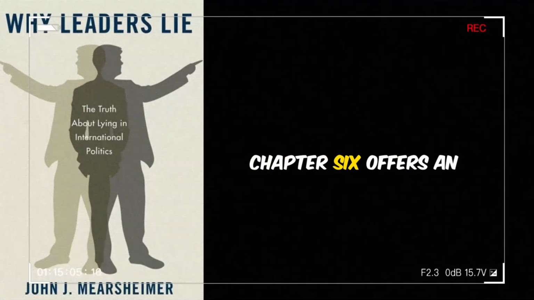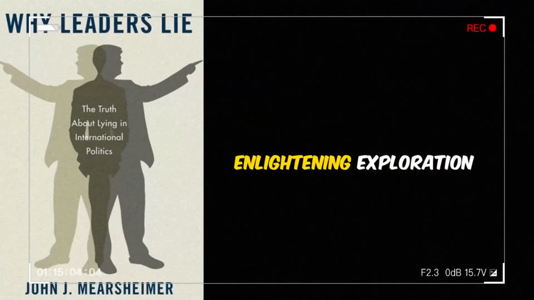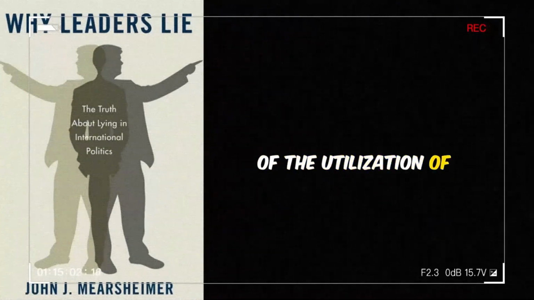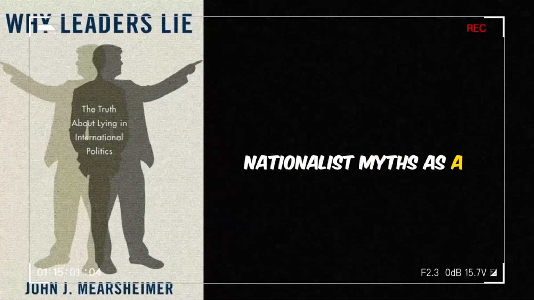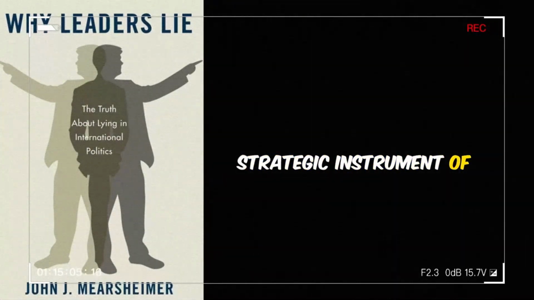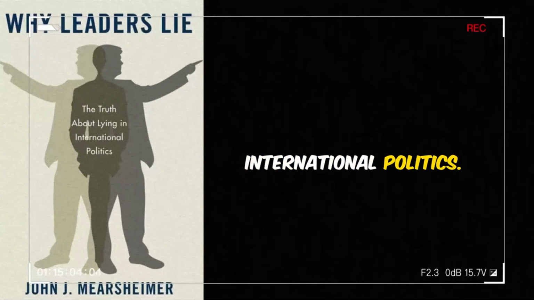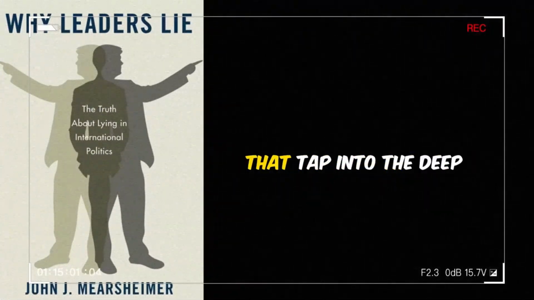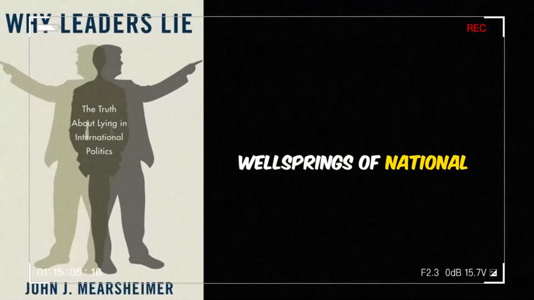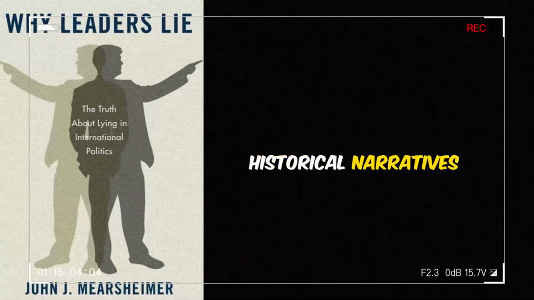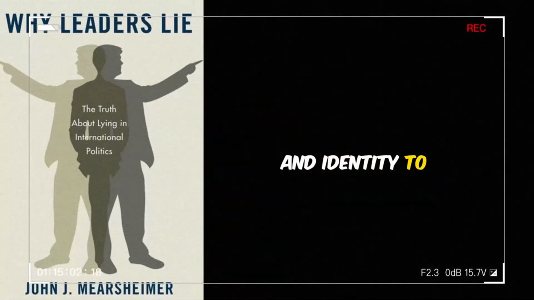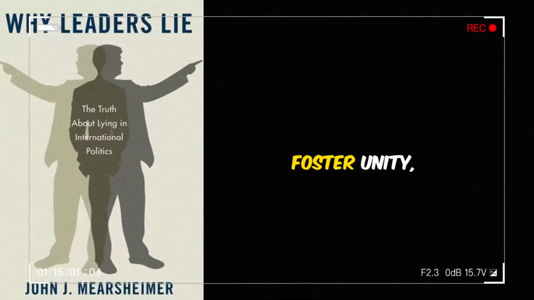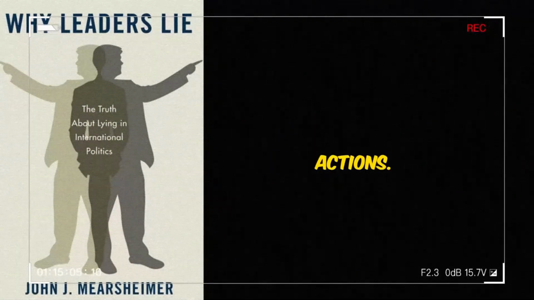Chapter 6 offers an enlightening exploration of the utilization of nationalist myths as a strategic instrument of deception within international politics. It sheds light on how leaders craft narratives that tap into the deep wellsprings of national pride, historical narratives, and identity to influence public opinion, foster unity, and legitimize their actions.